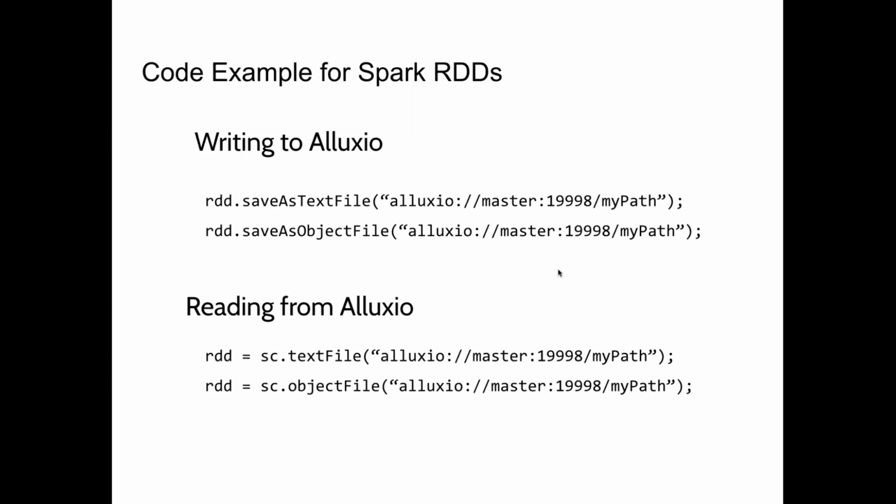So I want to show a few code examples for users using Spark, for example, using RDDs. When you're writing to Alluxio, you just use rdd.saveAsTextFile or saveAsObjectFile, depending on your preference, with the Alluxio address as the path there. To read from Alluxio is also very simple. Just use Alluxio as an external file system. So you can also use the context's textFile or objectFile to read files from Alluxio and construct your RDDs in Spark. I will show this actually later in the demo.